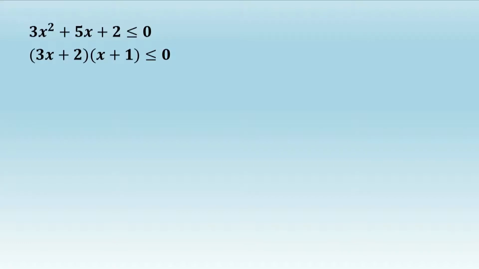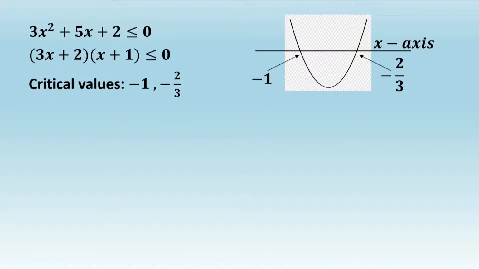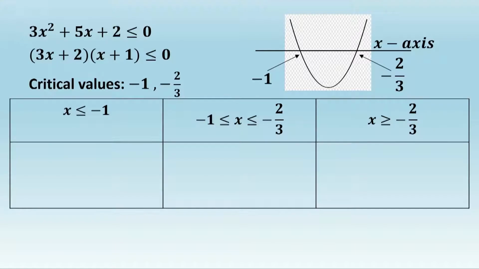Then, we look for the values for which the expression is 0, which we call critical values. Here, the critical values are minus 1 and minus 2 over 3. It is good practice to write the critical values in ascending order. The critical values divide the number line into 3 ranges as follows. x is less than or equal to minus 1. Minus 1 is less than or equal to x is less than or equal to minus 2 over 3. x is greater than or equal to minus 2 over 3.